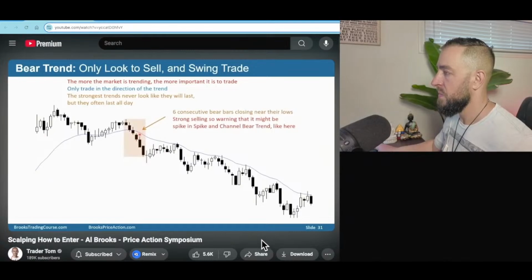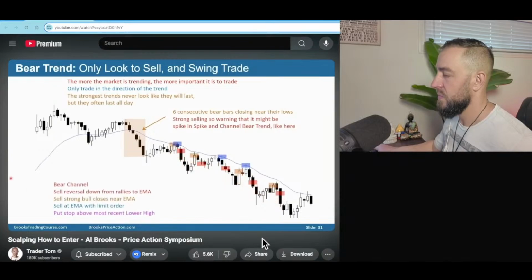Six consecutive bear bars closing on or near their lows is a very strong breakout, and it's a warning that it could be a spike and a spike in channel trend. So a spike down and then a channel, a series of lower highs and lower lows. And you sell for any reason. You sell reversals down from the moving average. You sell strong bull bars closing near the moving average. You sell at the moving average with a limit order, and then you put a stop above the most recent high. A new low, put a stop up here. A new low, put a stop up here.